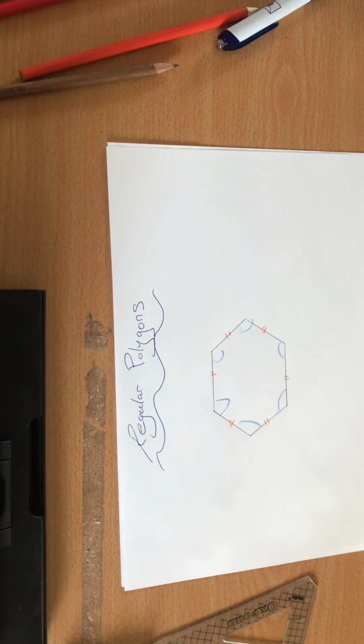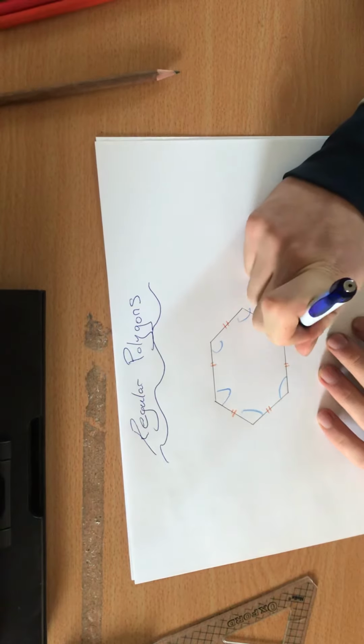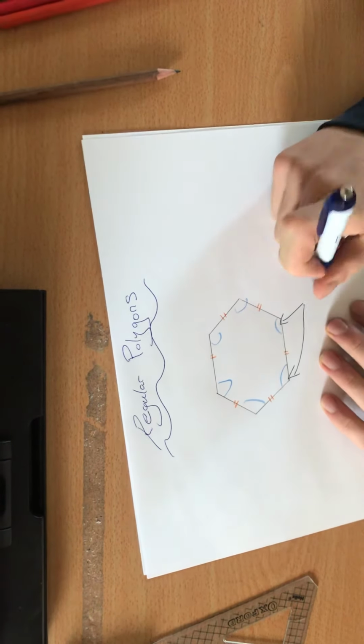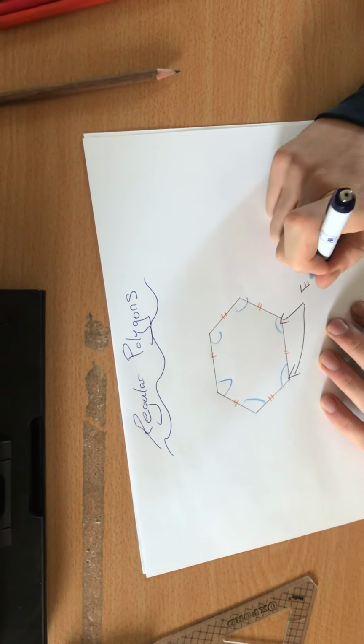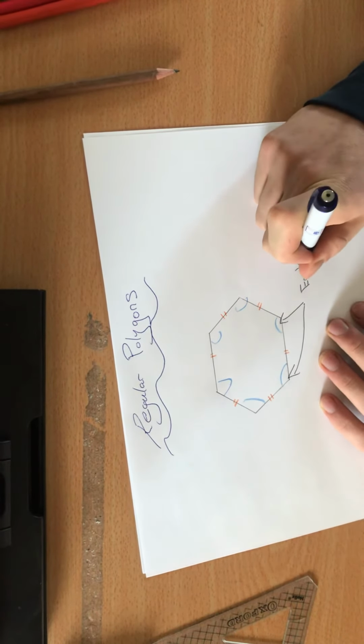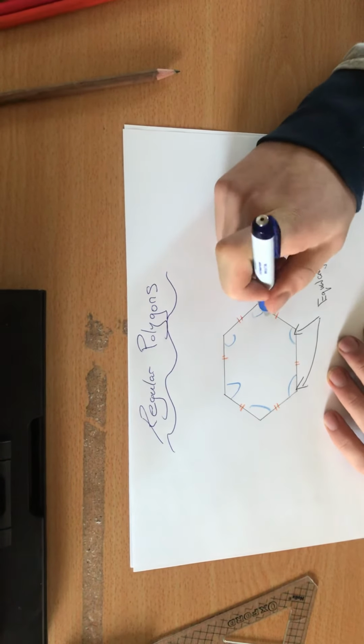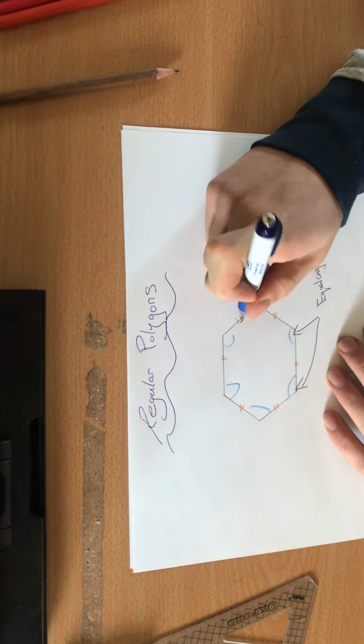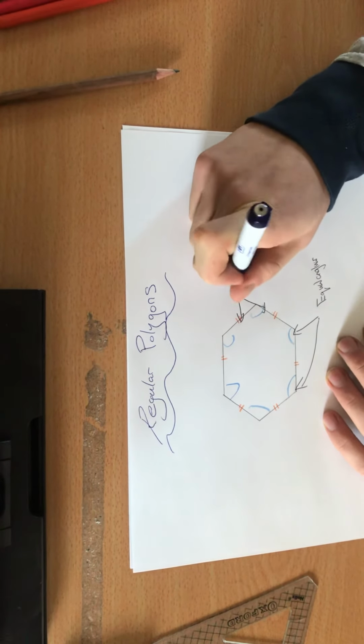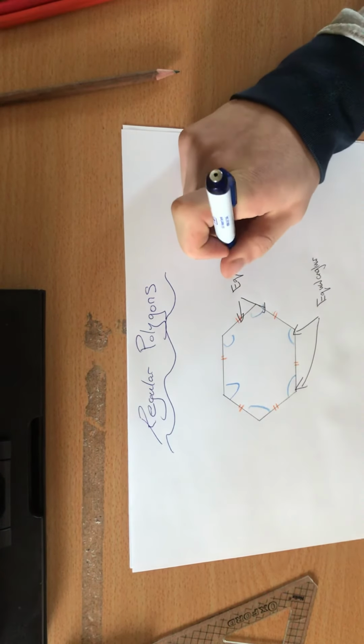This means that a regular polygon with equal sides is known as equilateral, and a polygon with equal angles is known as equiangular. So a shape with equal angles is known as equiangular, and a polygon with equal sides is known to be equilateral.